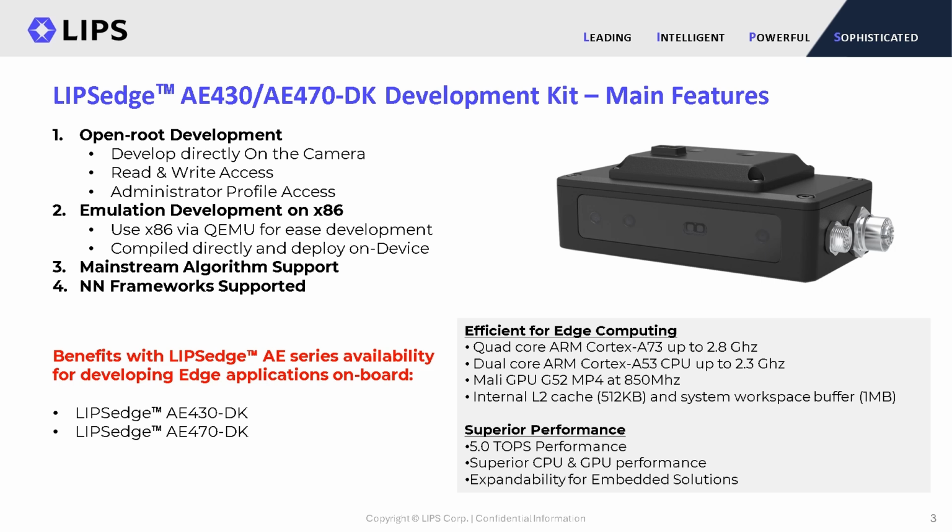It provides excellent hardware specifications for edge computing, from having a quad-core ARM Cortex-A73 CPU up to 2.8 GHz, a dual-core ARM Cortex-A53 CPU up to 2.3 GHz, Mali GPU G52MP4 at 850 MHz, internal L2 cache at 512 kilobytes and a 1 megabyte system workspace buffer. And most of all, superior performance at 5.0 TOPS, with high expandability for embedded solutions.